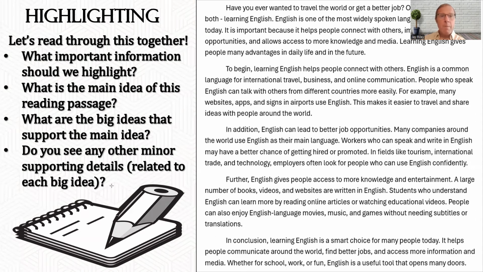I want you to think about what this paragraph is mostly about, or what this essay, I should say, is mostly about. So this essay tells me all about the advantages of learning English. And I see that right there. It's in the last sentence of the introductory paragraph. Now, there are many big ideas that support the main idea that learning English has many advantages. And those are examples of some of those advantages.